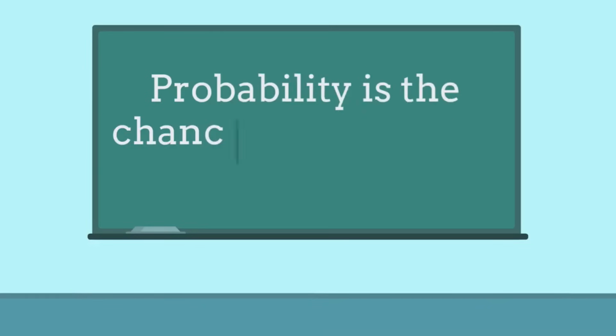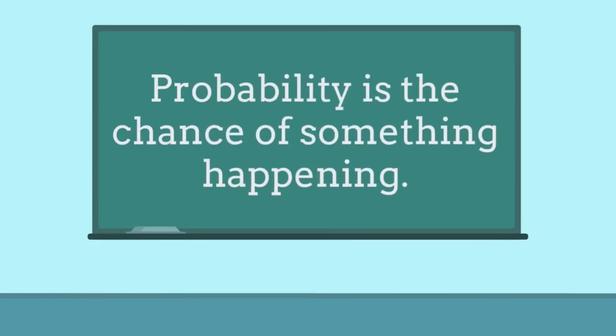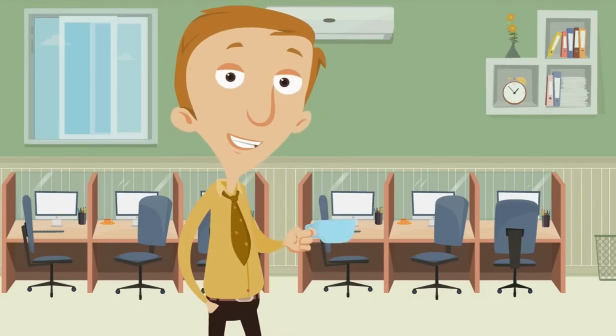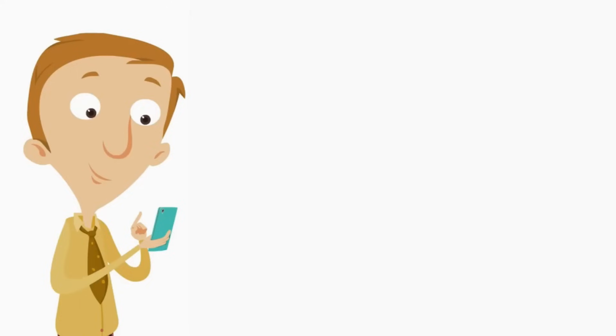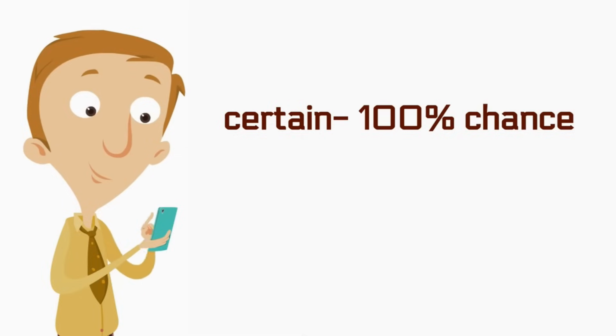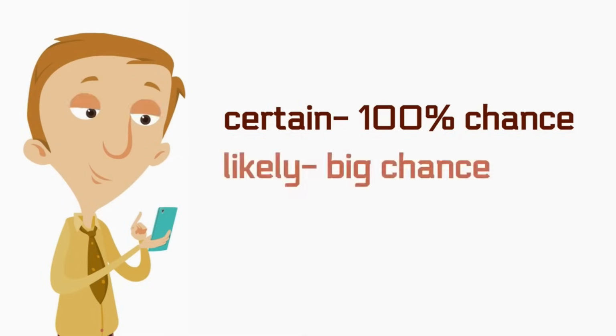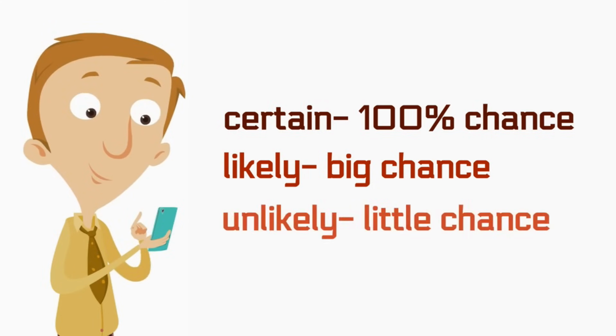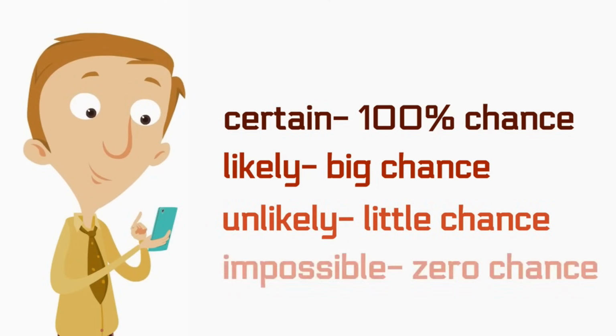So, probability is the chance of something happening. There are words we use to describe the probability of an event. There's certain. That means you have a 100% chance. It will happen for sure. There's likely. That means you have a big chance. There's a big chance it will happen. Then there's unlikely. That means there's a little chance of it happening. And lastly, the term impossible, meaning zero chance.